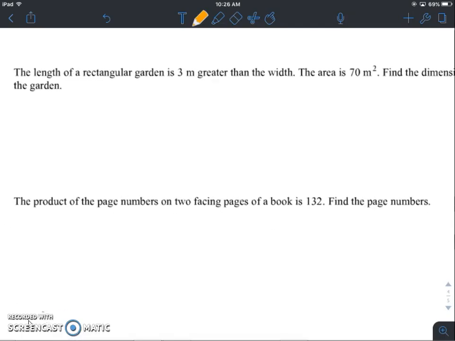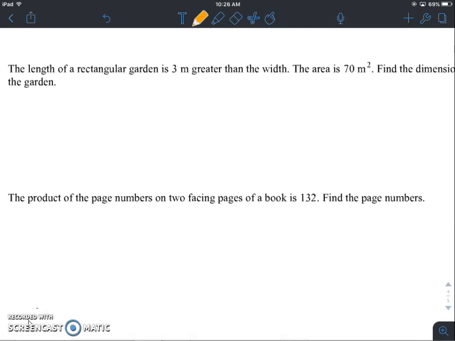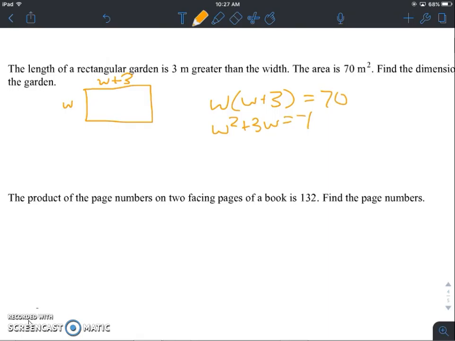The length of a rectangular garden is 3 meters greater than its width. Let's draw our garden. The length is 3 meters greater than the width. So there's my width. This width plus 3 would be my length. Multiply them. W times W plus 3 equals 70. W squared plus 3W equals 70. Move the 70 over. Get W squared plus 3W minus 70 equals 0. What multiplies to get negative 70 and adds to get 3? It would be W plus 10 and W minus 7 equals 0.